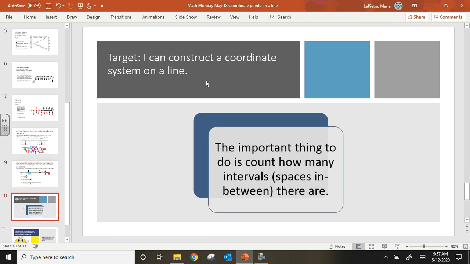So our target today: I can construct a coordinate system on a line. The important thing to do is count how many intervals or spaces are in between. When you're bunny hopping, start at your origin or start at the whole number that they give you and count how many intervals to the next whole number.